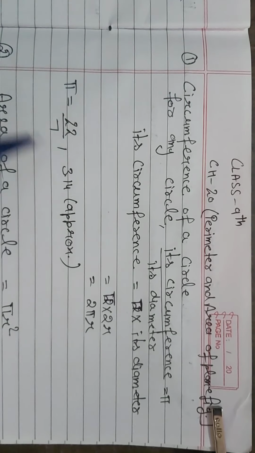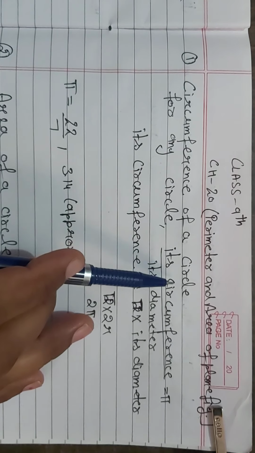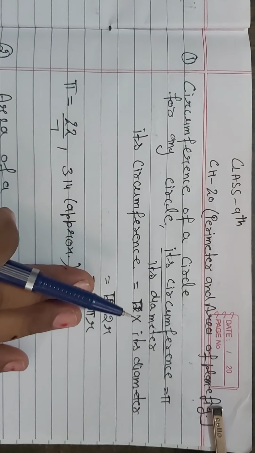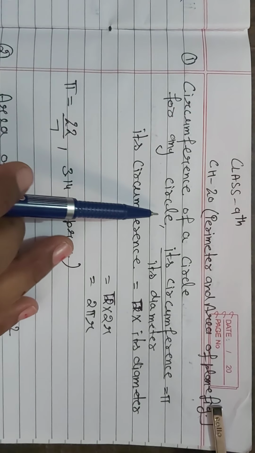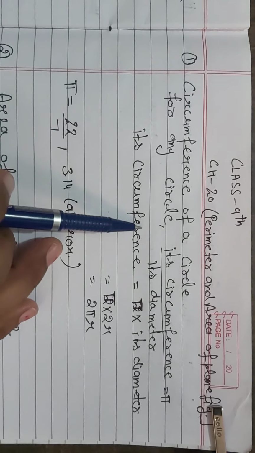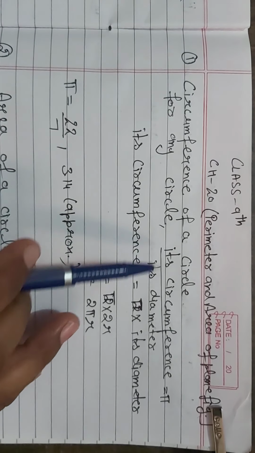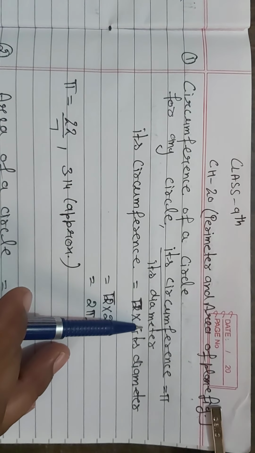First is circumference of a circle. This exercise is related to the circle. What is the circumference of a circle? Students, we know that pi is equal to its circumference divided by its diameter.